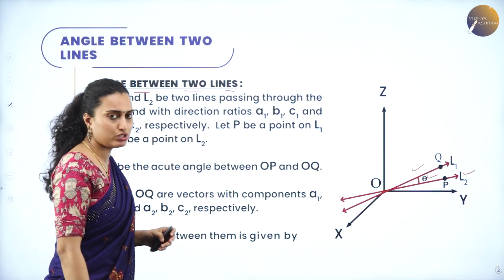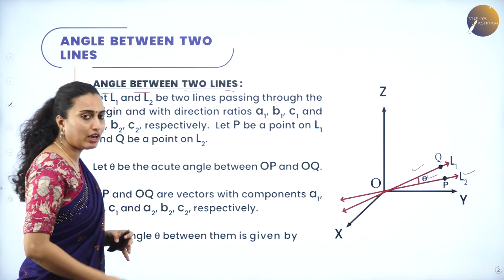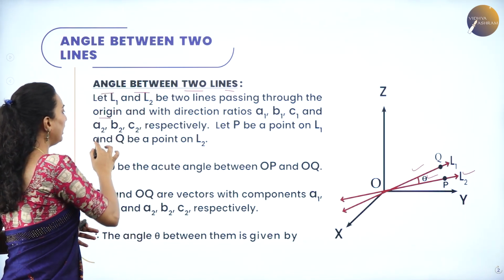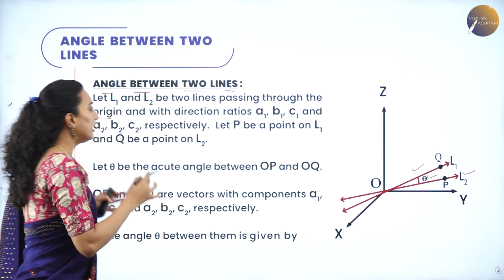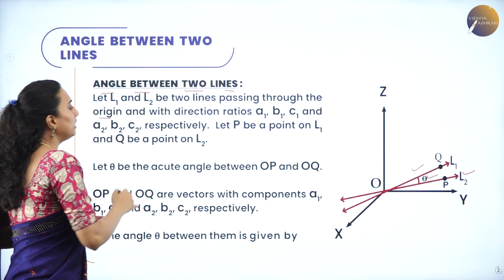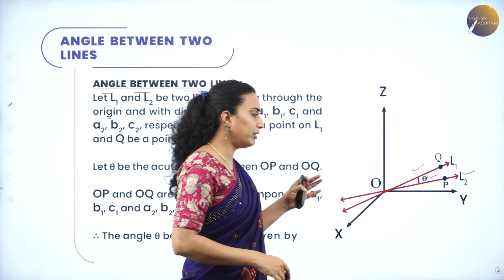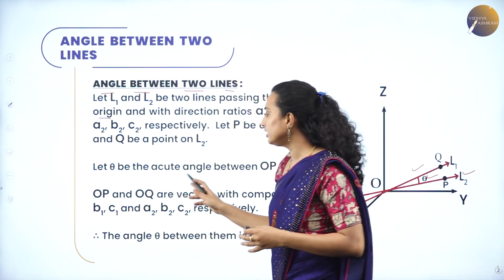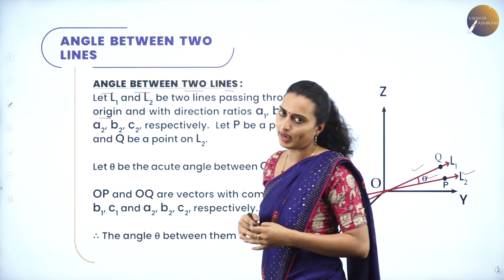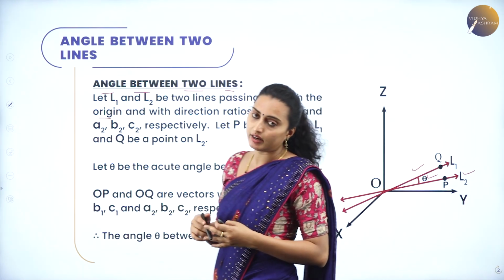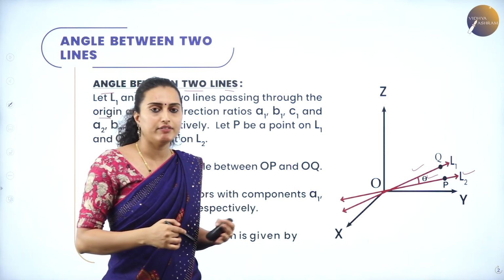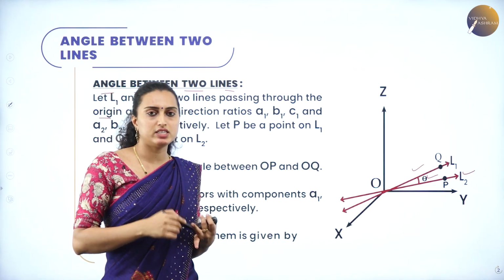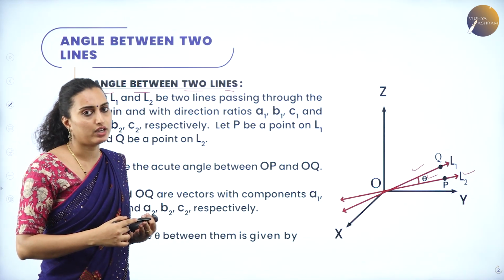So here, let L1 and L2 be the two lines passing through the origin with the direction ratios A1, B1, C1 and A2, B2, C2 respectively. Let P be any point on line 1 and Q be a point on line 2. So line L1 will have a point P and L2 will have the point Q. Let theta be the acute angle between OP and OQ. Now OP and OQ are nothing but vectors with the components A1, B1, C1 and A2, B2, C2 respectively. So A1, B1, C1 and A2, B2, C2 are known as the component vectors.